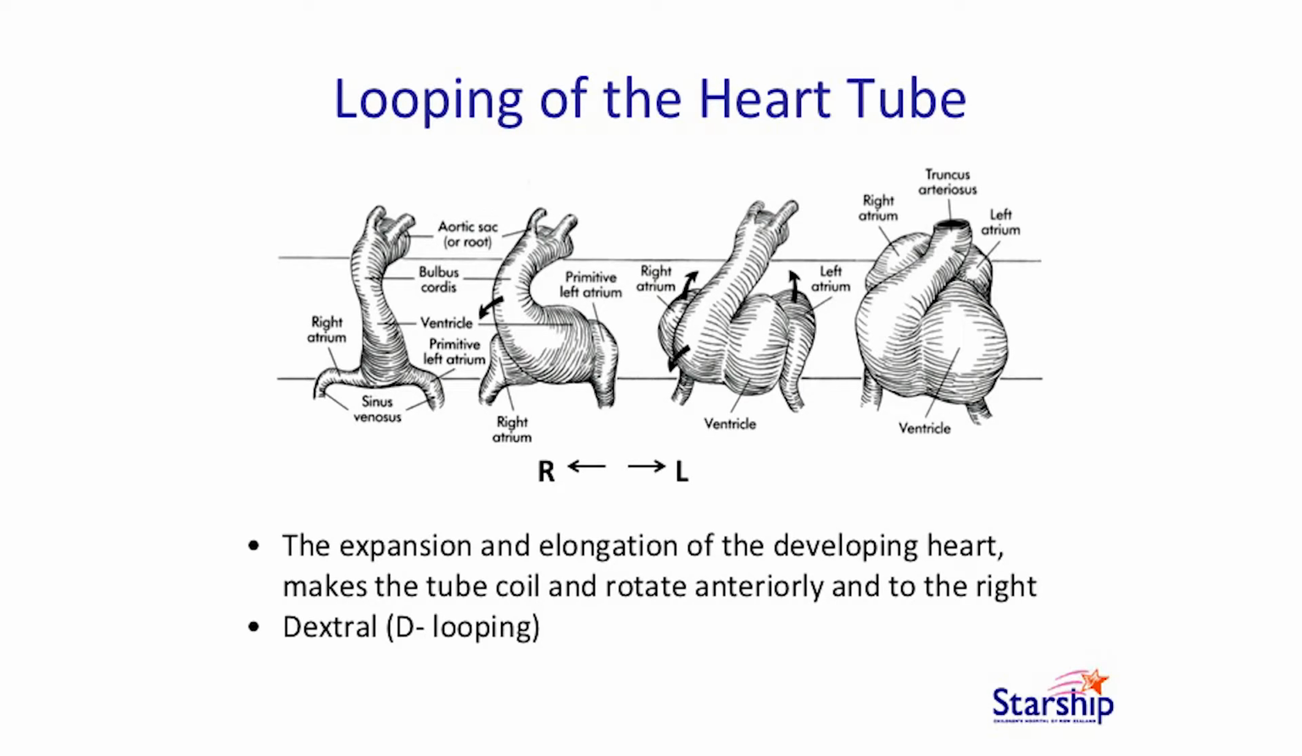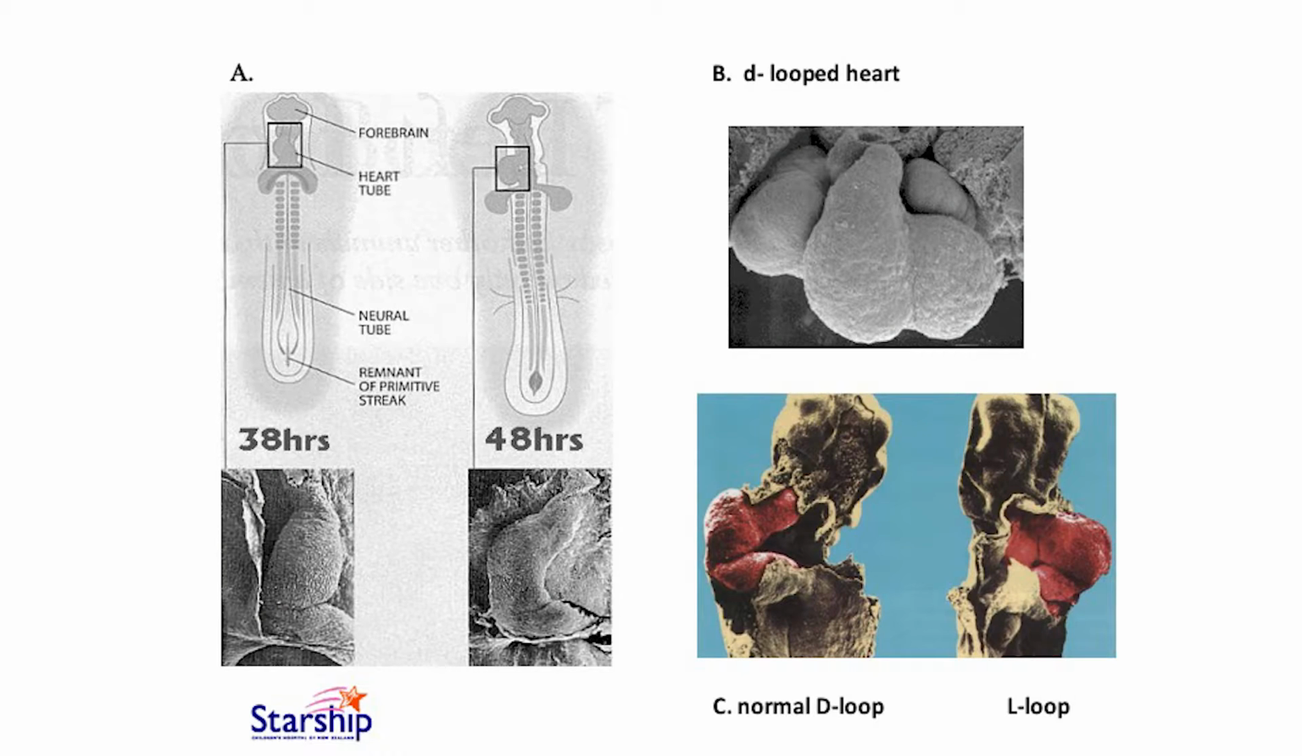So this end is held and this end is held, and the tube itself is growing, and by growing and being fixed, the loop folds forward and to the right, and that's called D-looping, or dextral looping. And that fold, so initially the heart looks a little bit like the letter C. So this bulbous area, it's mostly in the bulbous cordis and ventricle area that folds forward, so toward anterior and to the right. Initially the heart tube forms the letter C.